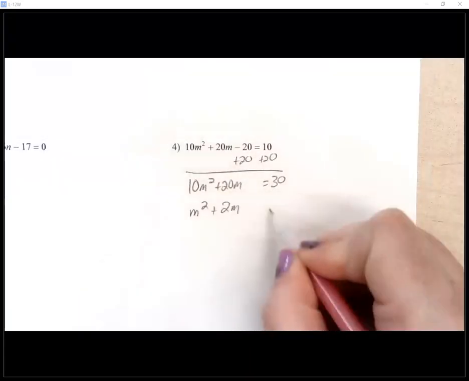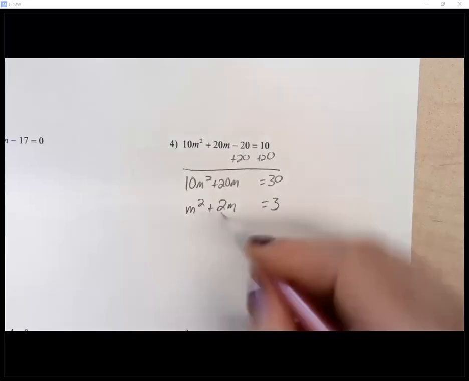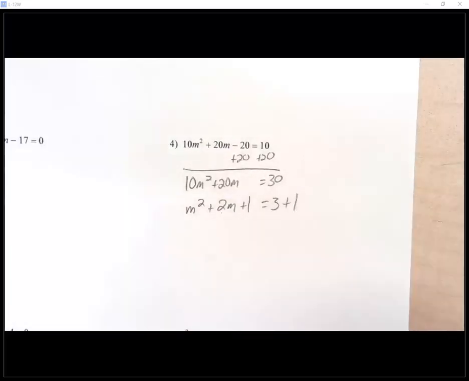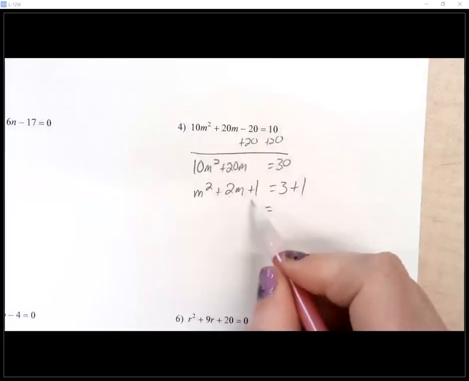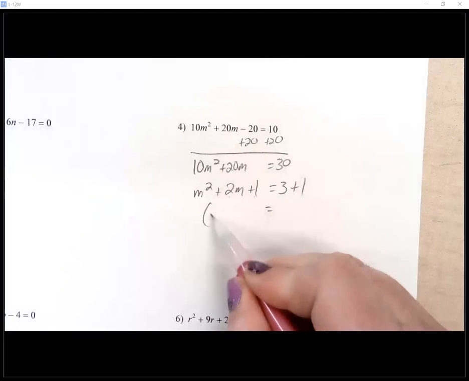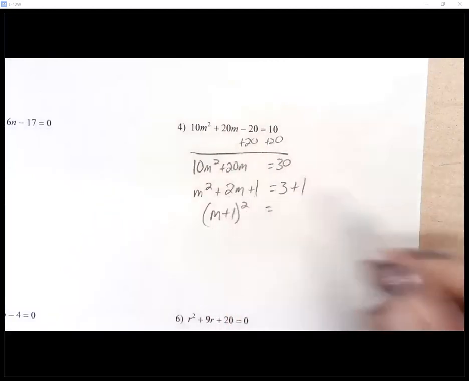All right, now I'm ready for my magic number. What is it? 1 in this case. I'm taking half of B. So half of 2 is 1, and then I square that number. 1 squared is 1, so I just add 1 to both sides. On the left, I just factor that. I want factors that add to be 2. What are they? 1 and 1, so I write it like that. On the right, 3 plus 1, that's just 4.